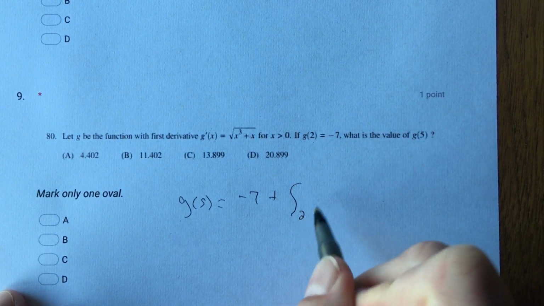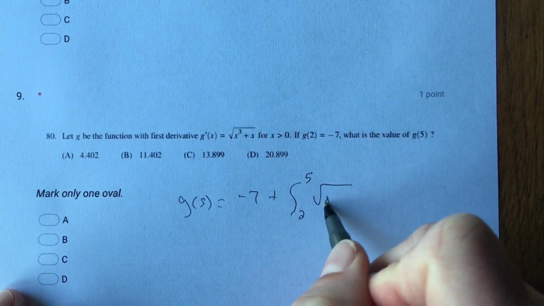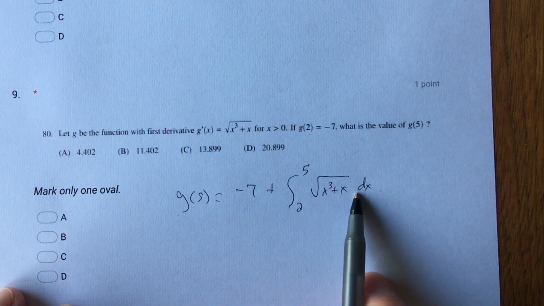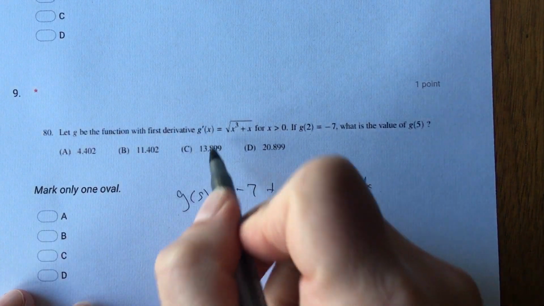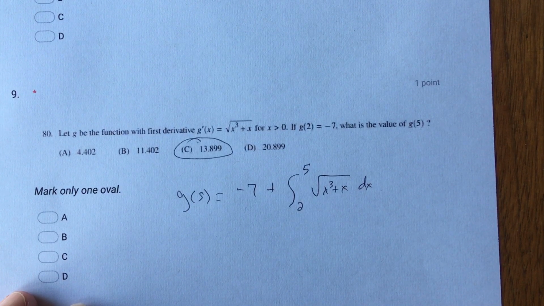Well, it went from 2 to 5, and we're going to use this as our derivative. This was on the calculator section, so now you take your calculator, throw that in, and if you did it correctly, you should have gotten C, 13.899 as your answer. Okay, it's pretty straightforward there.